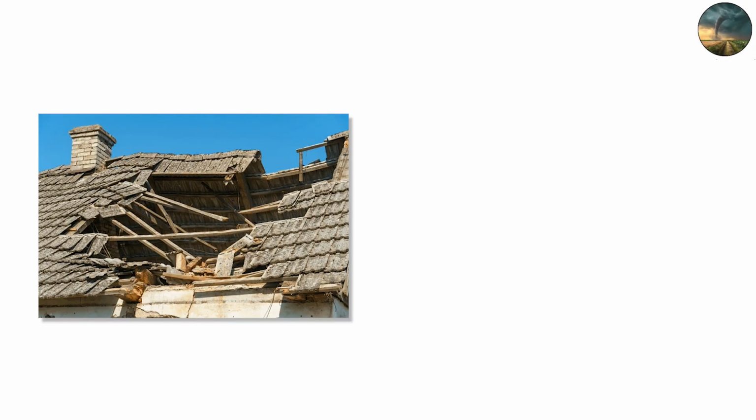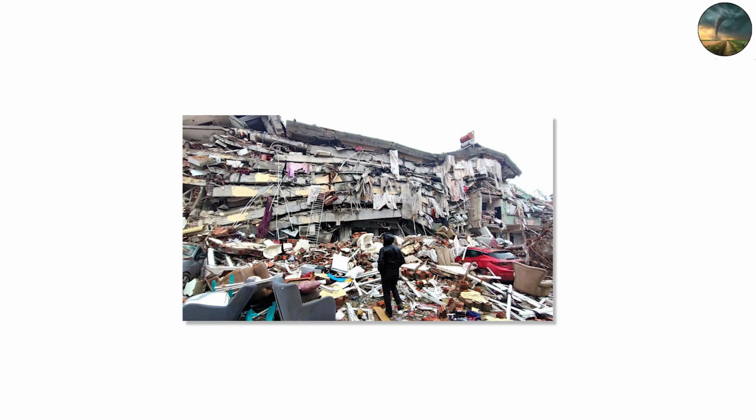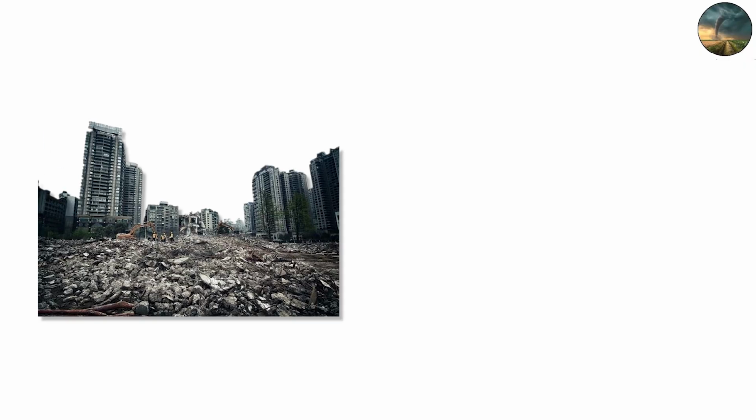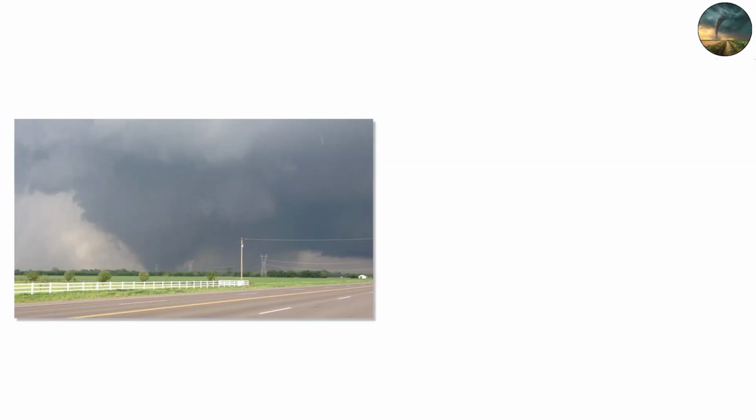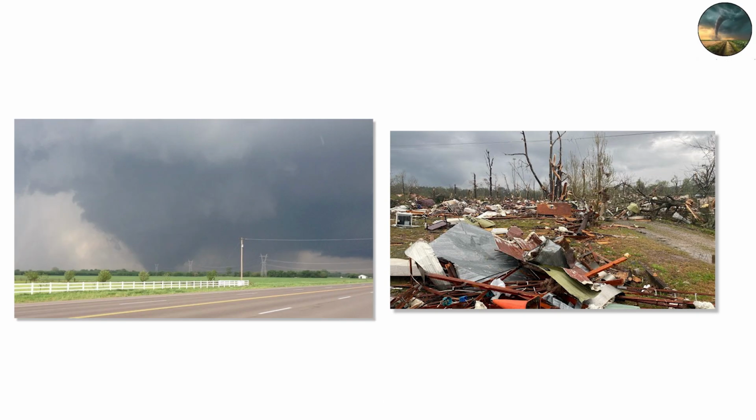EF2 to EF3, significant damage. Roofs torn off houses, vehicles lifted. EF4 to EF5, catastrophic destruction. Entire buildings leveled, massive structures swept away. EF5 tornadoes are rare, but when they strike, they can leave scars visible from space.